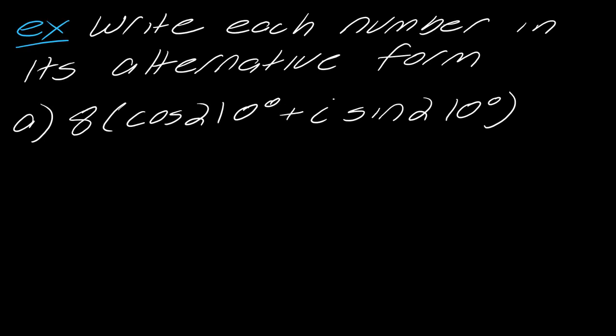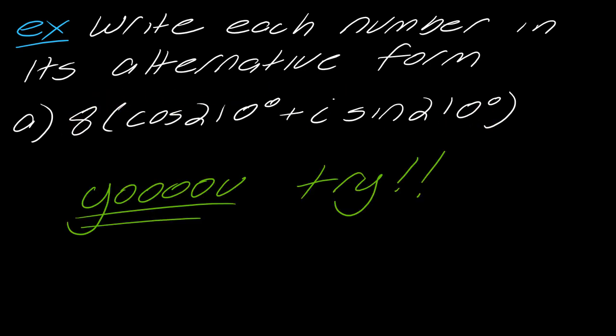So what I want to suggest now is that you just write the next two examples in their alternative form. So let's say that I've got 8 times cosine of 210 plus i sine of 210. So I want this in the complex number form. So I think you should try this. Remember, I always say math is not a spectator sport. So don't be scared, give it a go, hit play when you think you've got it.